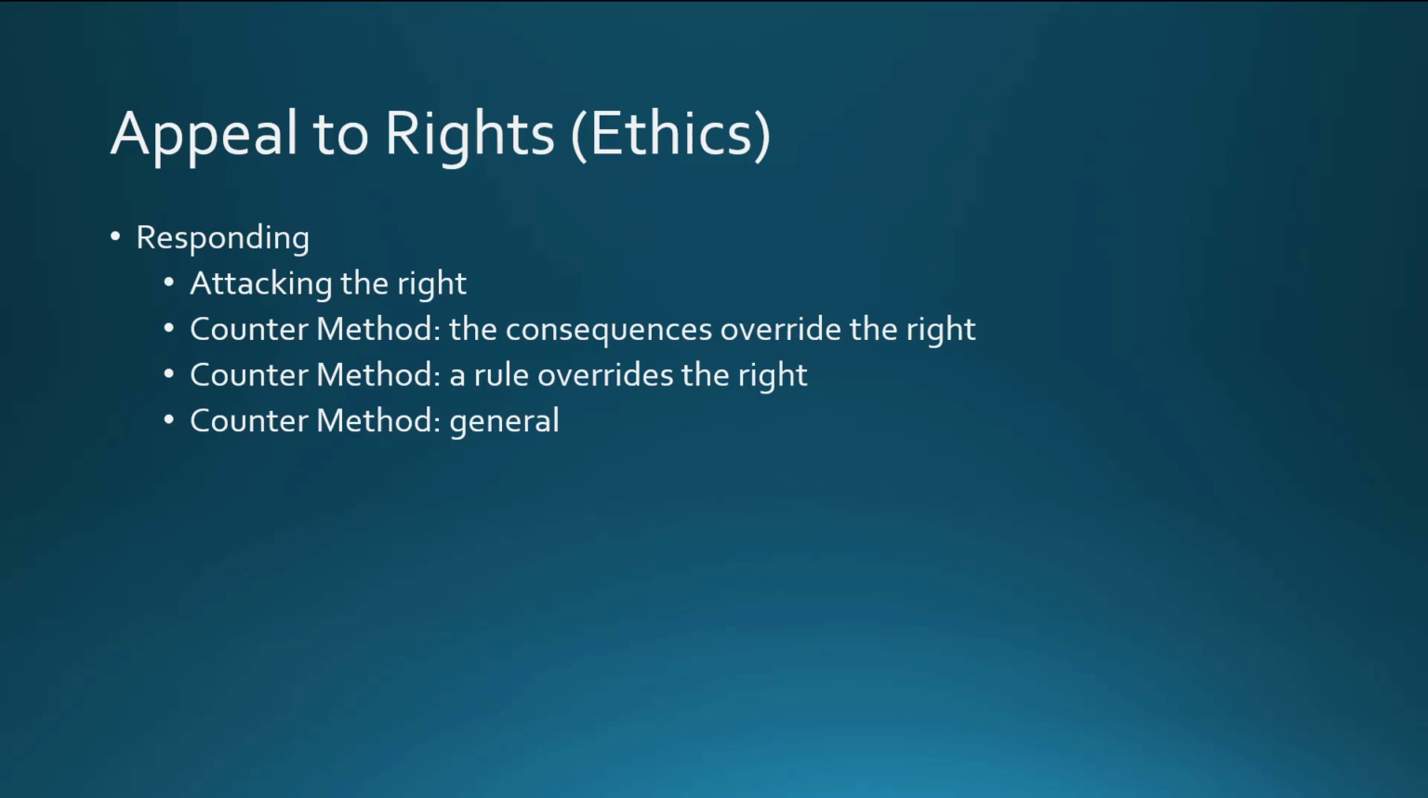Now, one very commonly used counter method when debating rights, both in the context of philosophy and out in the wild, is to look at an appeal to consequences, another one of our methods. And so one way to counter a right is to argue that the consequences of allowing the right morally actually override it, that you can justify violating that right because of very bad consequences, or perhaps very good consequences.